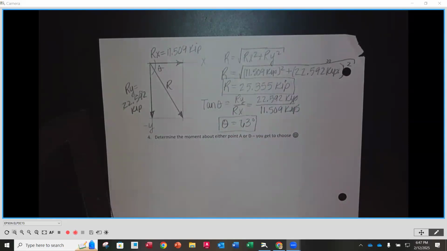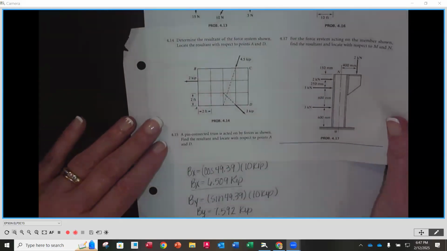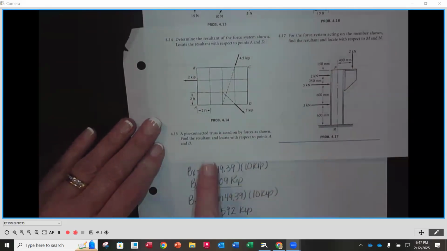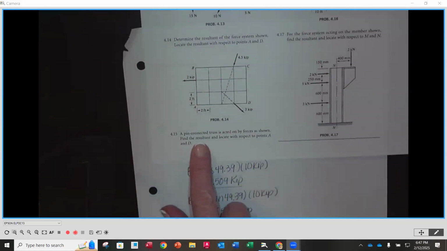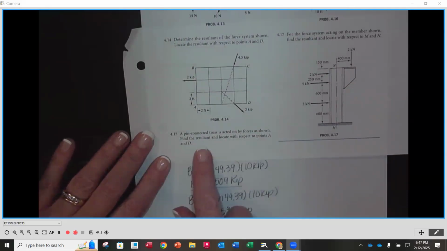Okay, thank you. All right, so now we have our resultant. We have its direction. So that's a big part of the problem. But now we need to locate it. If we go back to our original illustration and the problem statement, which is at the bottom of page 74, we want to find the resultant, which we just did. We've got the magnitude, we've got its direction. Now we want to locate it with respect to points A and D.